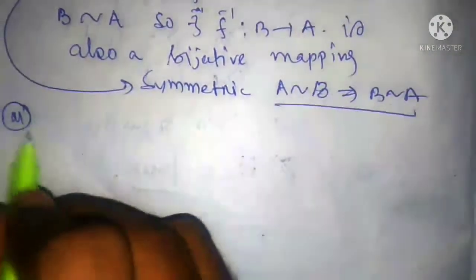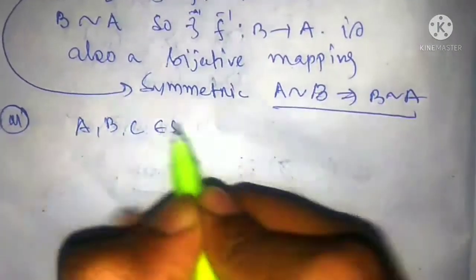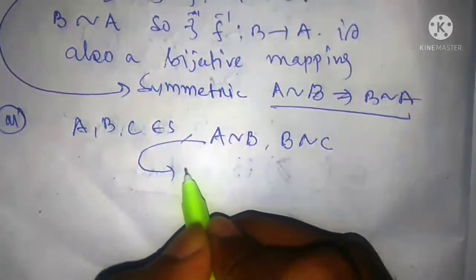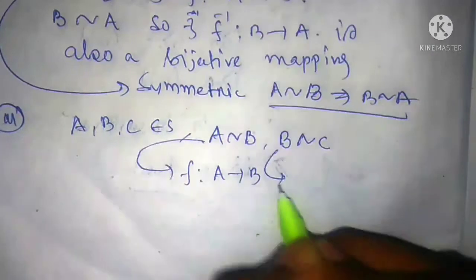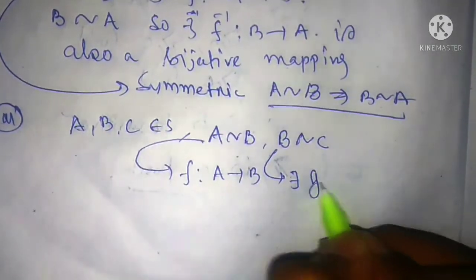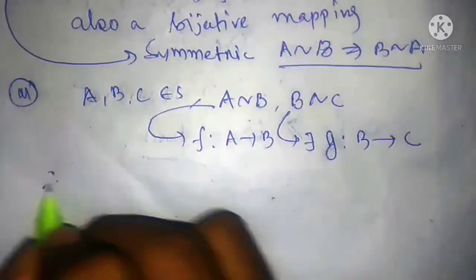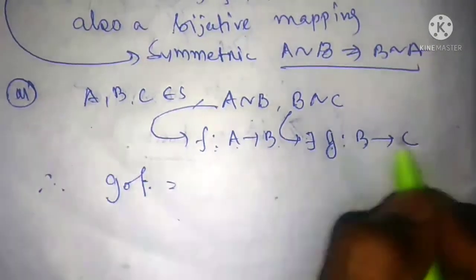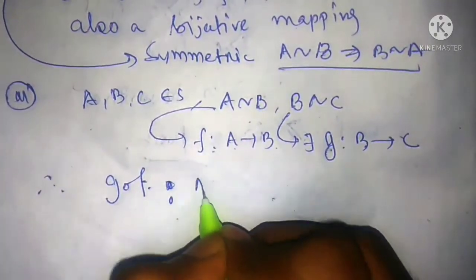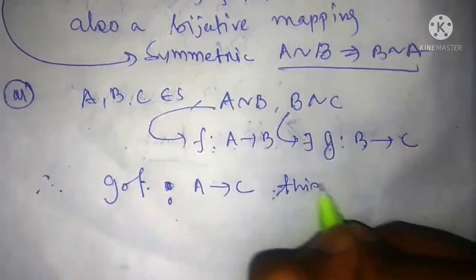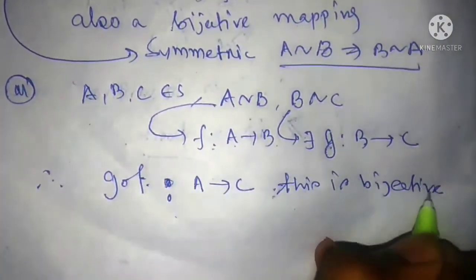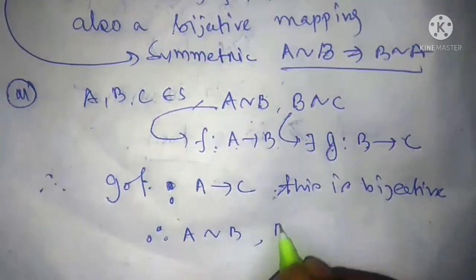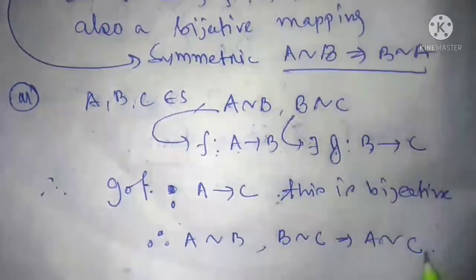Okay, and the third is, let A, B, C belong to S and A is equipotent with B and B is equipotent with C. So there exists an F from A to B, and also there exists a G from B to C. Now G compose F, with F from A to B and G from B to C, so G compose F from A to C is bijective. A is equipotent with B, B is equipotent with C, that implies A is equipotent with C.